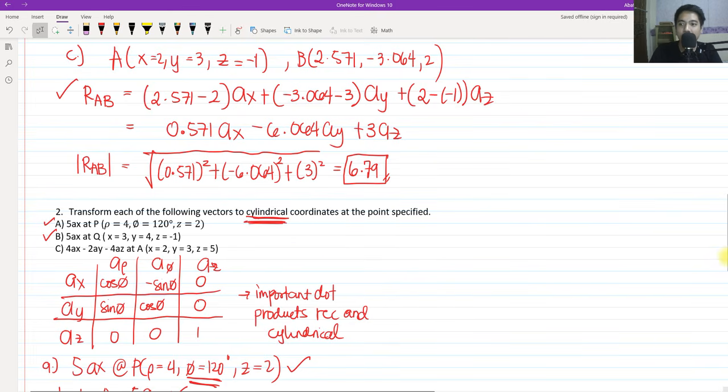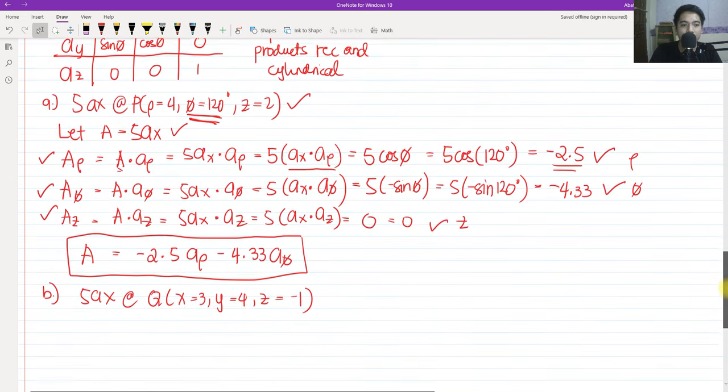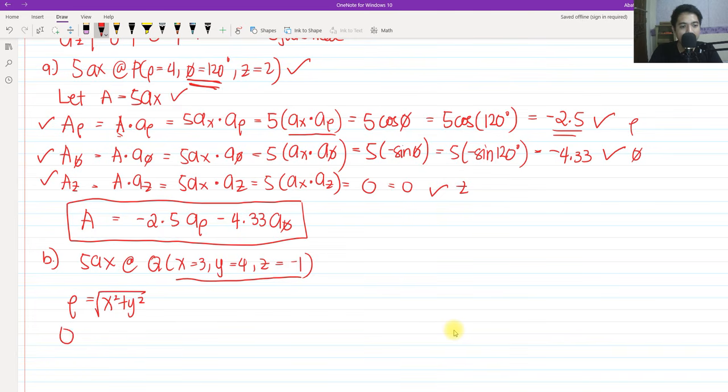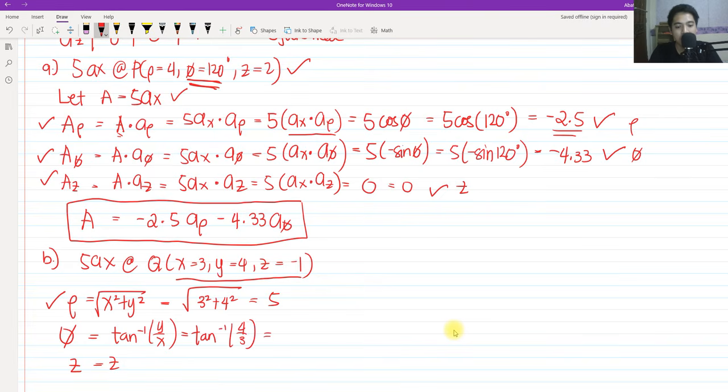Okay? So, at letter B, since we are given a point Q in rectangular coordinates, we need first to convert this Q into cylindrical. So we have rho equals the square root of x squared plus y squared, then phi, the arctan of y all over x, and then z, which is still z. So we have 3 squared plus 4 squared, then we have 5. And phi should be the arctan of 4 over 3, that's y all over x.